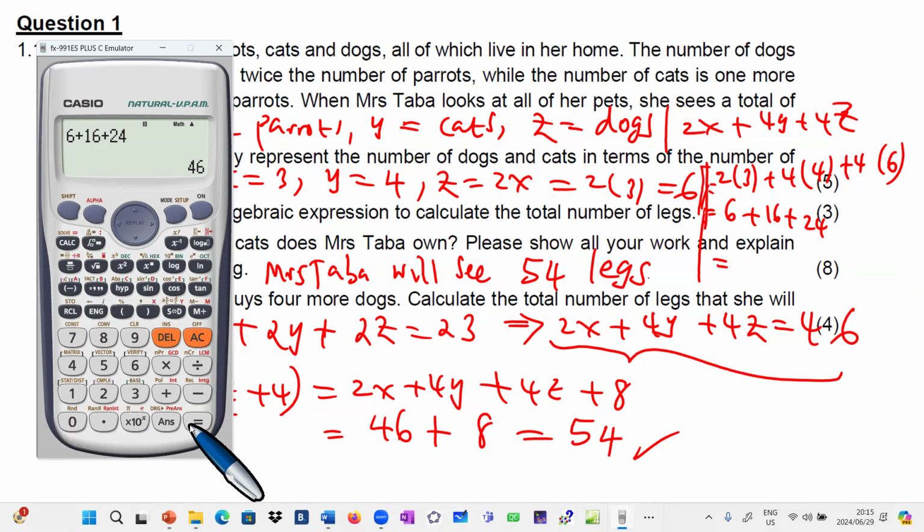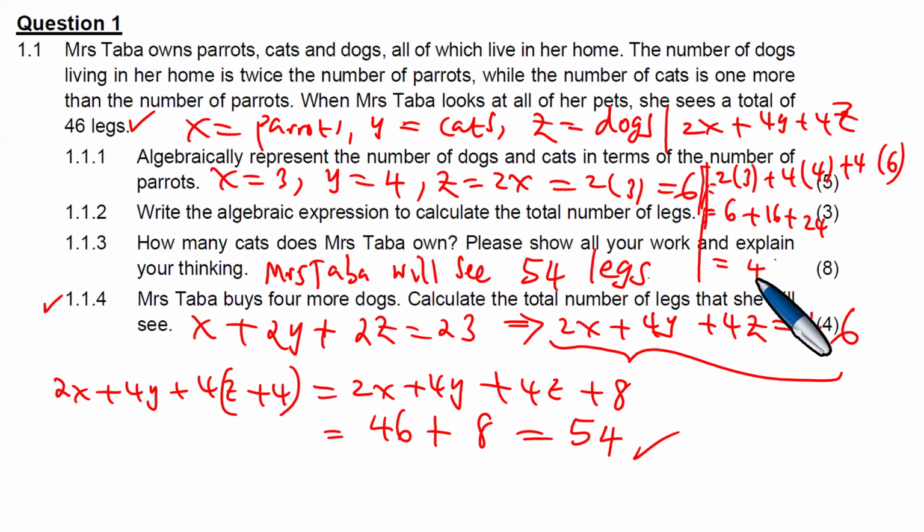Remember it's the 46 at the beginning, but plus the 4 dogs. So this 46 is correct. Yes. It is for the 46 of the beginning when we have everything like that. But then we have to come back here and say, okay, the dogs are now 4 more. So how many dogs did we have? 6 dogs. 6 dogs, but we're adding 4 more.